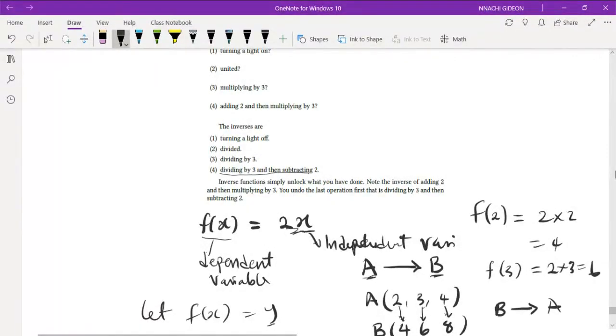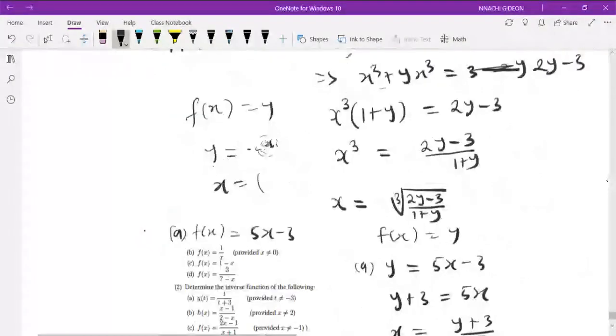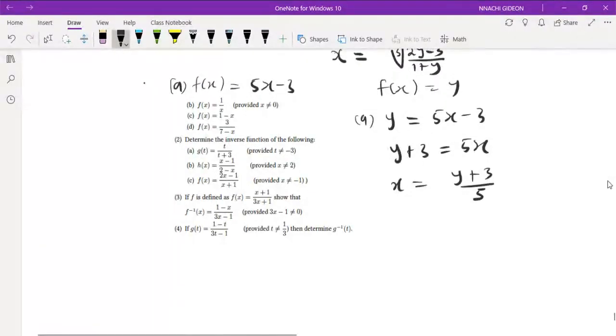Dividing by 3, then subtracting 2, is the opposite of adding 2 and multiplying by 3. So it's a typical example. You see, we multiplied by 5 and minus 3. Now we divide by 5 and then plus 3. Okay, so now if this is done, I'll bring the definition. This is equal to (x plus 3) over 5.